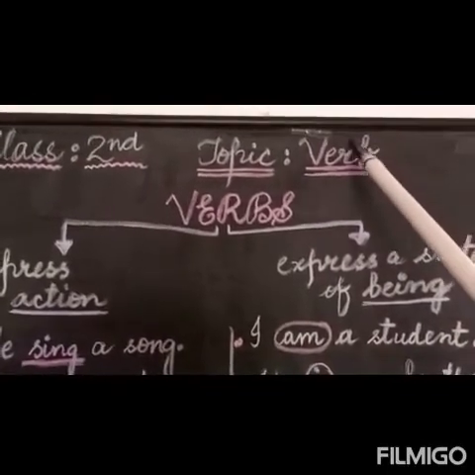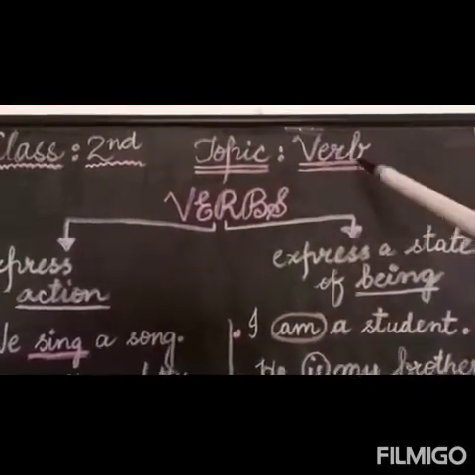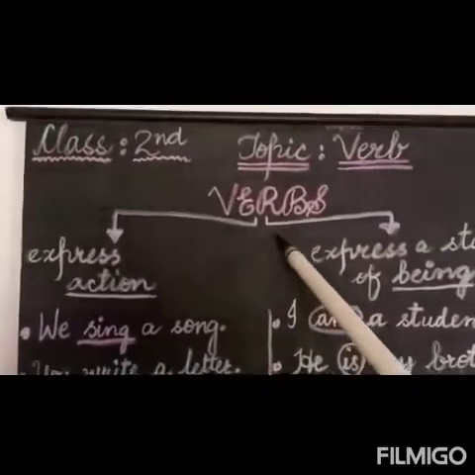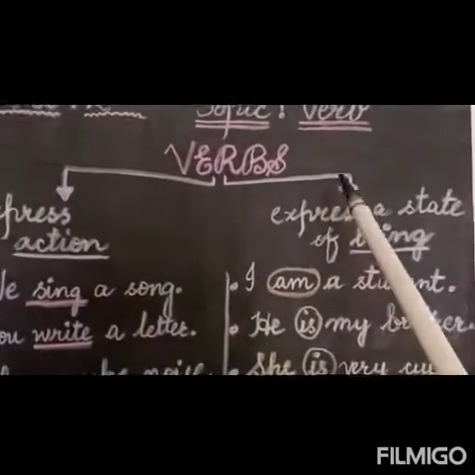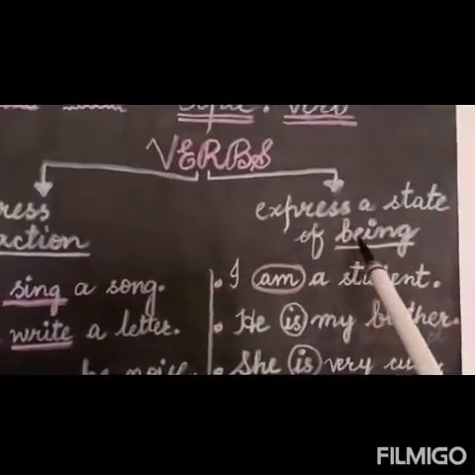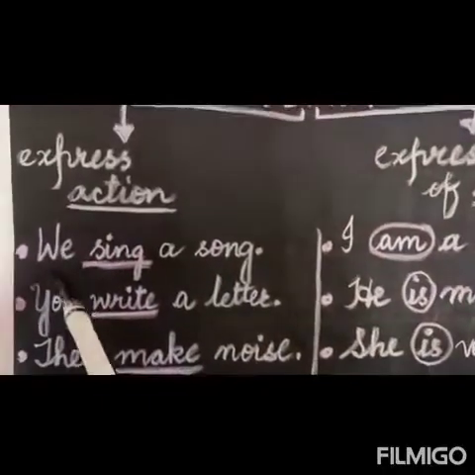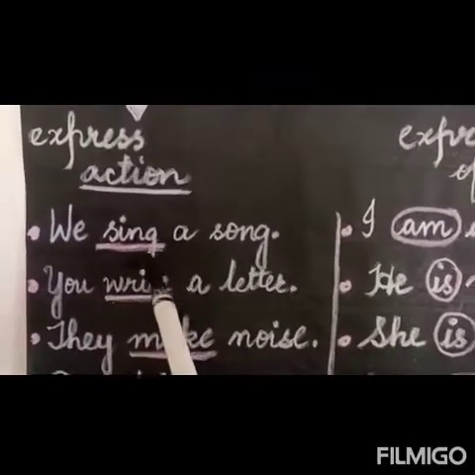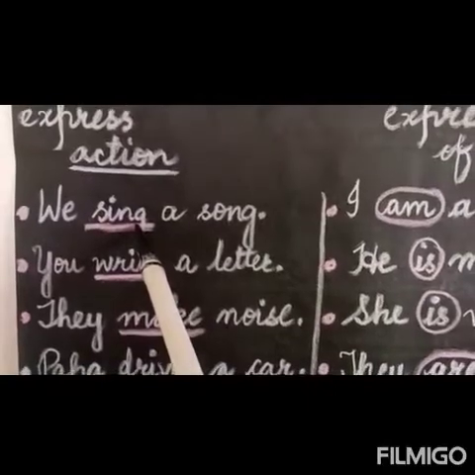My dear students, in our last class, we discussed verbs. Today we are going to recapitulate this topic. I told you in the previous class that verbs are the words which express action or which express a state of being. Here you see these examples. We sing a song. Here this sing is showing an action. It is an activity. So this sing is a verb.